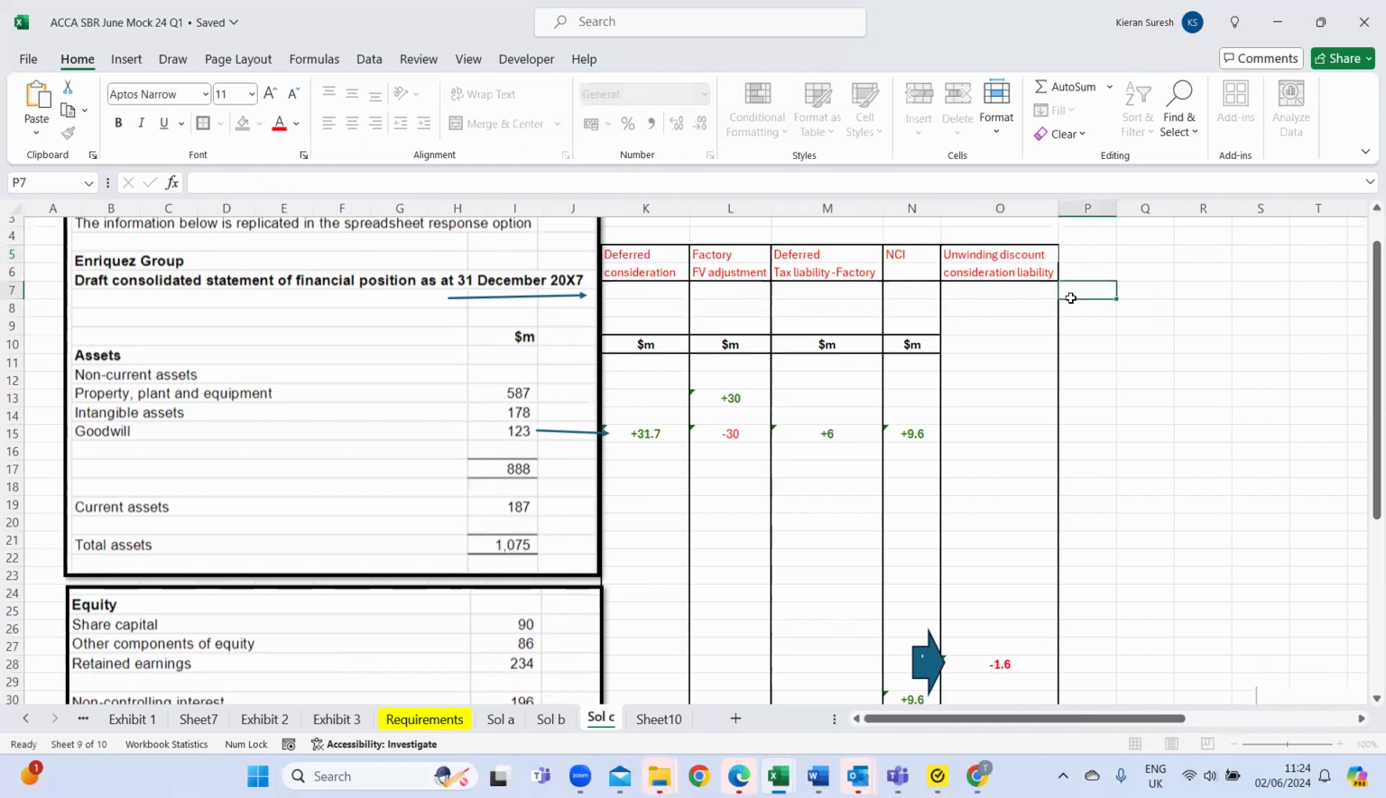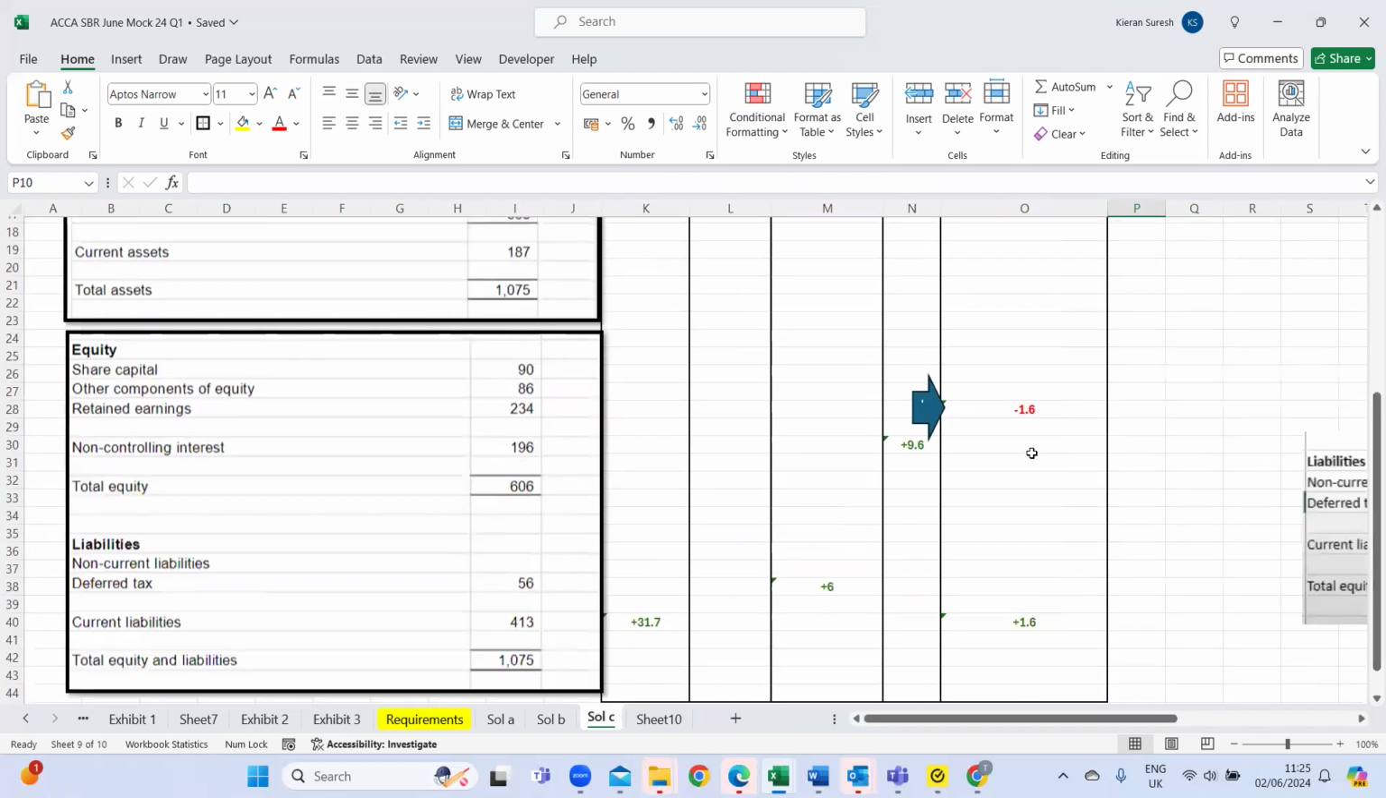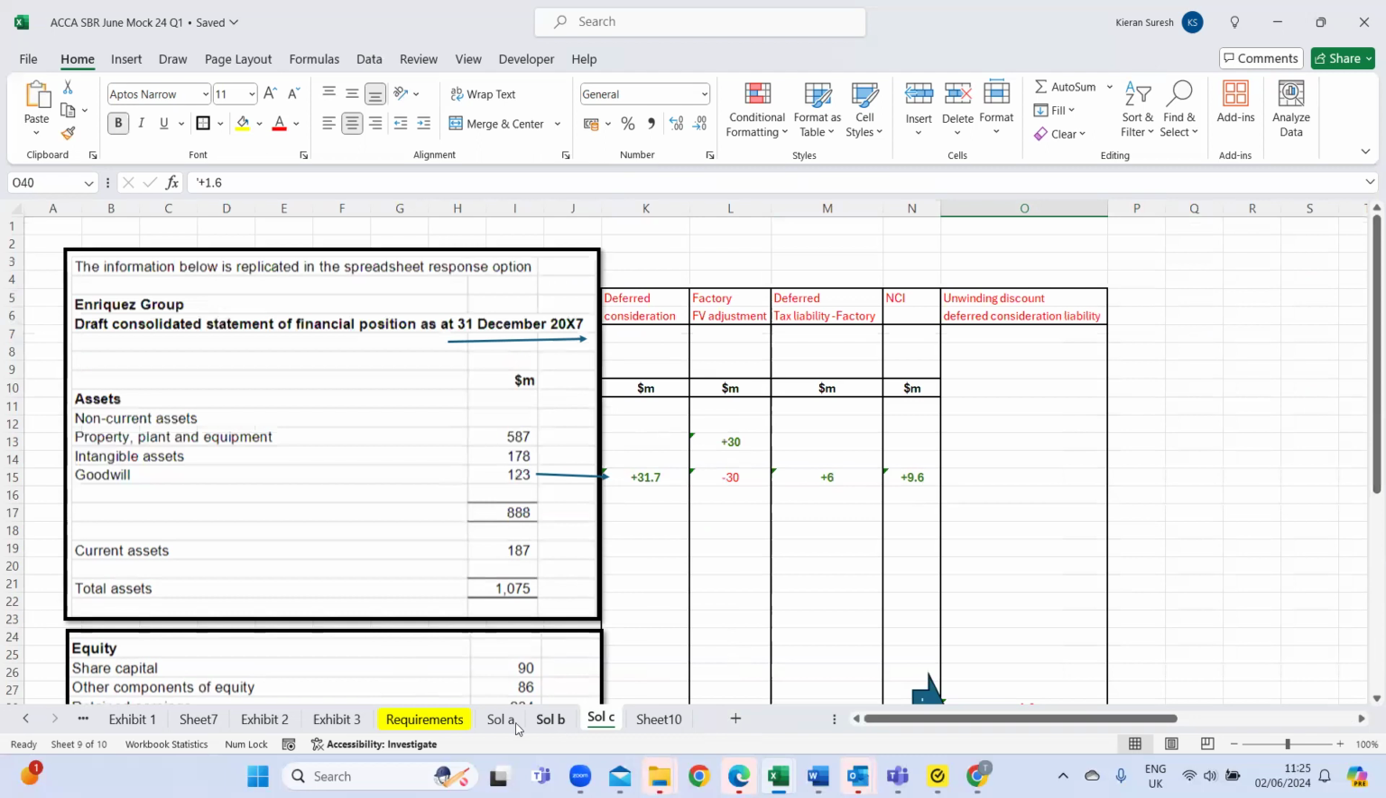The unwinding discount of deferred consideration liability is there. So that's the unwinding discount. We need to reduce the consolidated retained earnings, and then the next one is the increase in the current liabilities. That's done. Now moving on to the next item.